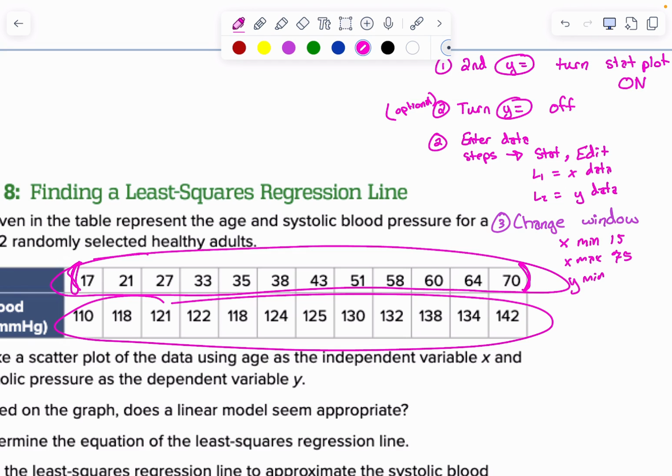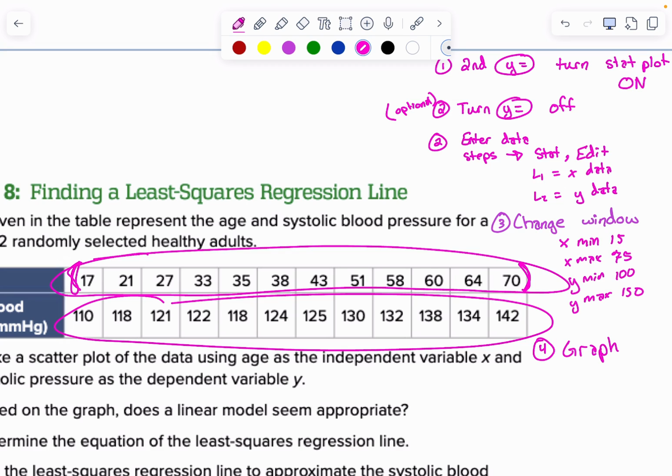Y min, what's the lowest? Let's go 100 to 150. You can go numbers outside of that if you want to, but that's going to be nice and zoomed in for us. So change your window, put those in. You don't have to change the scale at all. If it changes it for you, you can just put 1. It's just going by ones. I don't ever change the scale. Step 4. Graph. Hit the graph button.